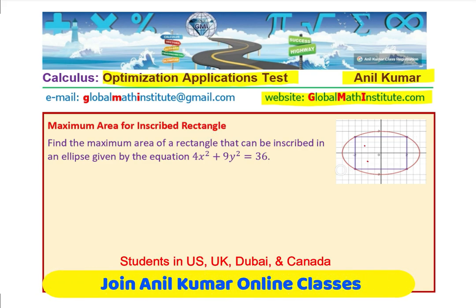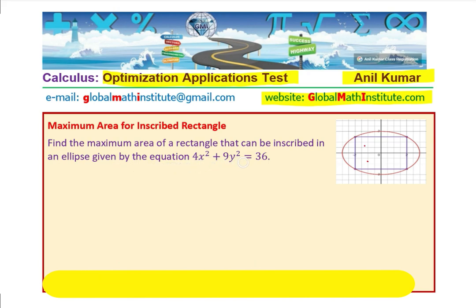Rectangle is inscribed in an ellipse as shown in the diagram. The question is, find the maximum area of a rectangle that can be inscribed in an ellipse given by the equation 4x squared plus 9y squared equals 36. You can always pause the video, answer the question, and then look into my suggestions.